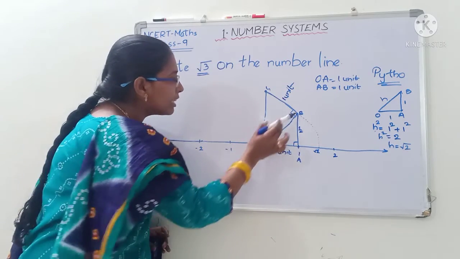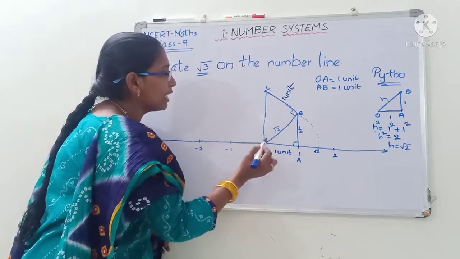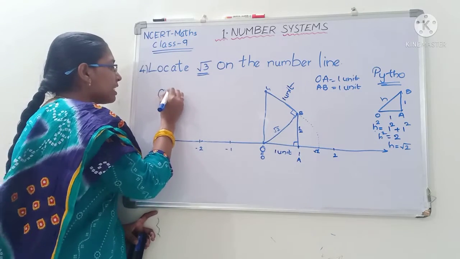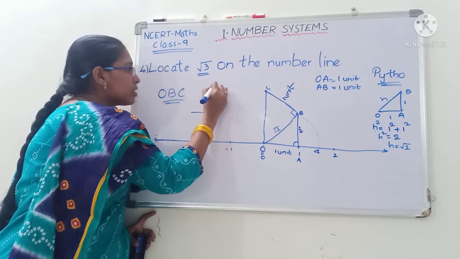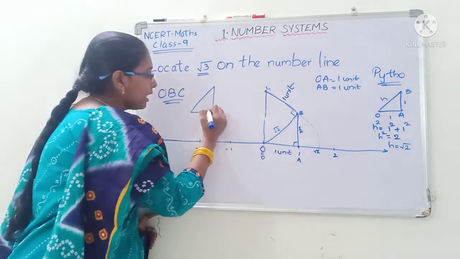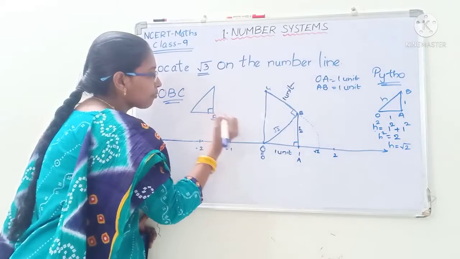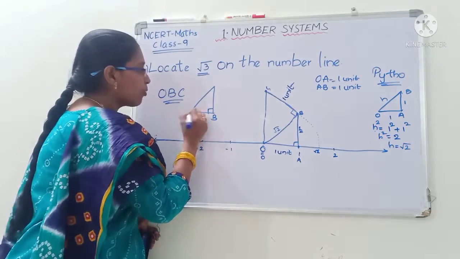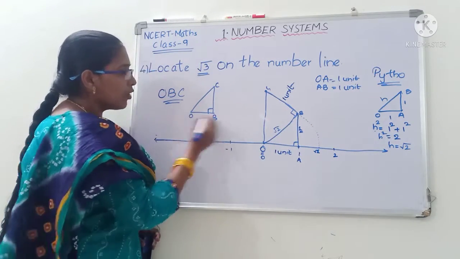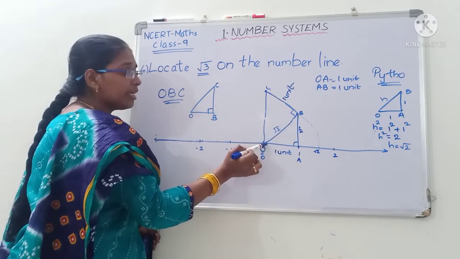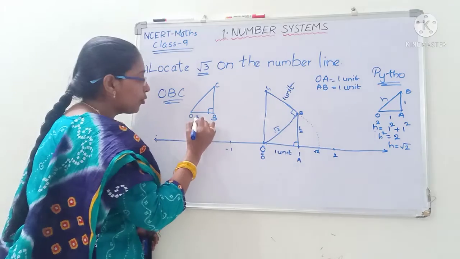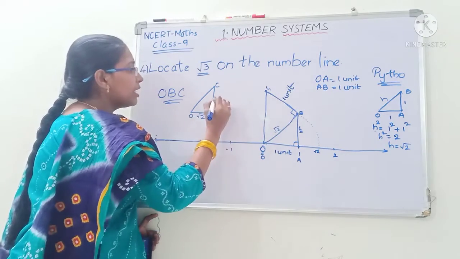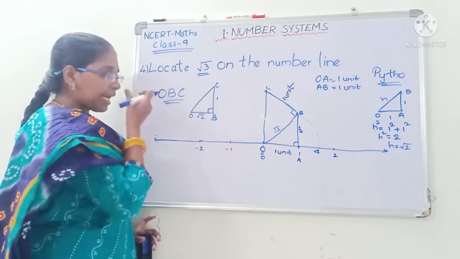If you observe, children, this is also a right angle triangle. Triangle OBC is also a right angle triangle, right angled at B. This is B. This point is A. This point is C. What do you get, children? You got OB as root 2 and BC as 1. This is also a right angle triangle.